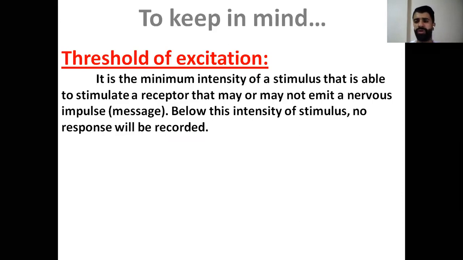For example, this laptop or this phone needs electricity of about 220 volts. Below 220, it won't work. Above it, it works normally. So the threshold is 220. Okay. Below this, in the case of the nervous system, there is no action potential.